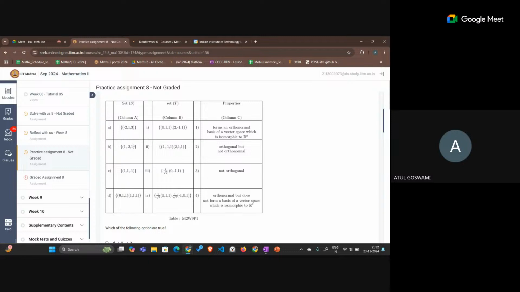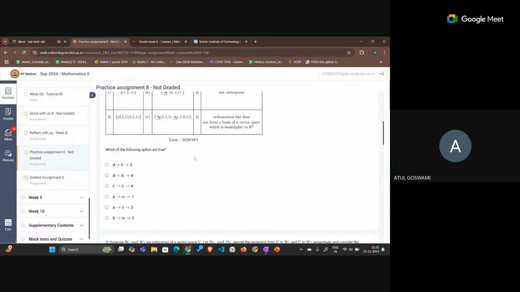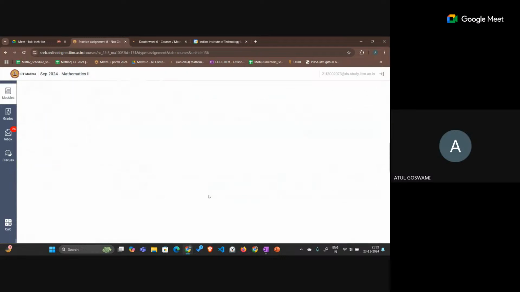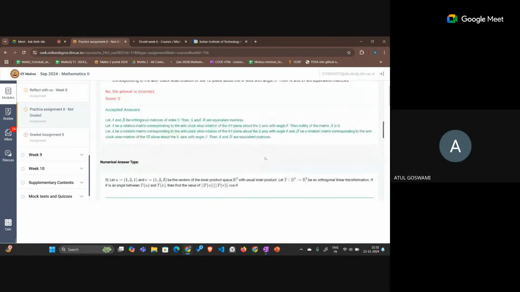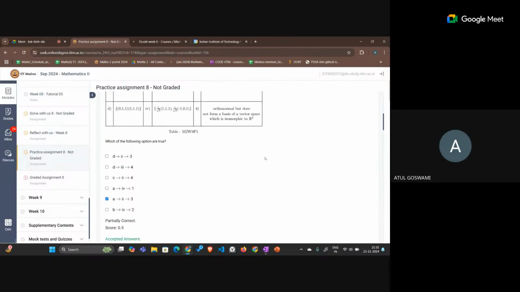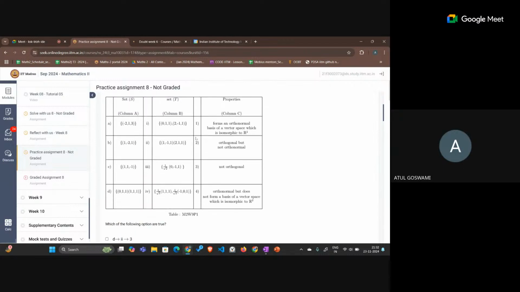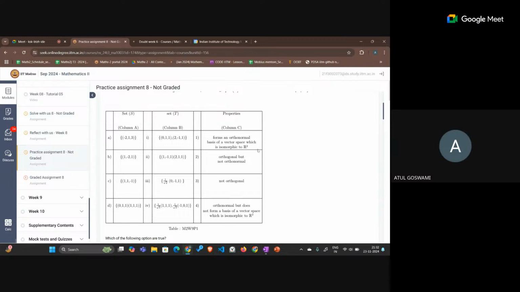Oh, sorry, I'm checking with the second one. First one is minus 2 minus 1 and 3. Yes. So the second set, clearly the second set is mapped to A to 2 here. This option. Okay. So similarly you can check, and then further column C is saying first option forms an orthonormal basis of a vector space which is isomorphic to R2.